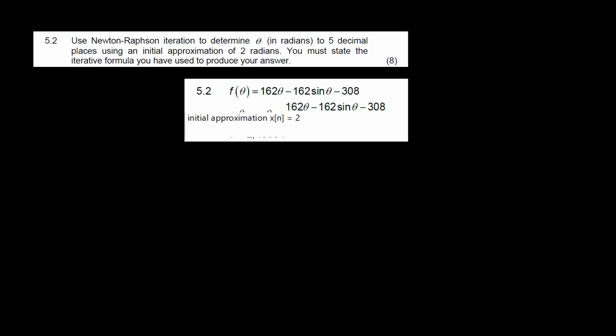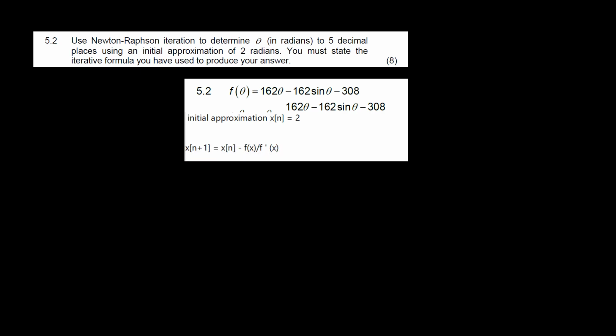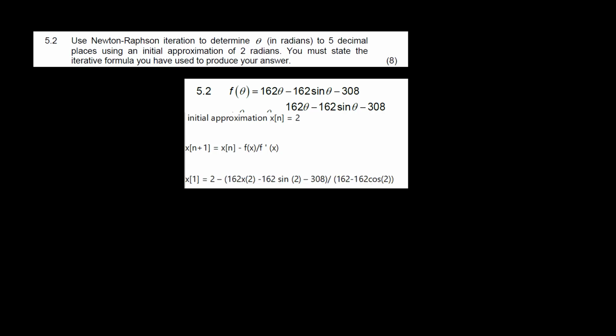The initial approximation of x of n is equal to 2. x of n plus 1 is equal to x of n minus f of x over f derivative of x. Therefore x1 is equal to 2 minus 162 times 2 minus 162 sine 2 minus 308 over 162 minus 162 cos 2, which gives you 2.57235 and so on.